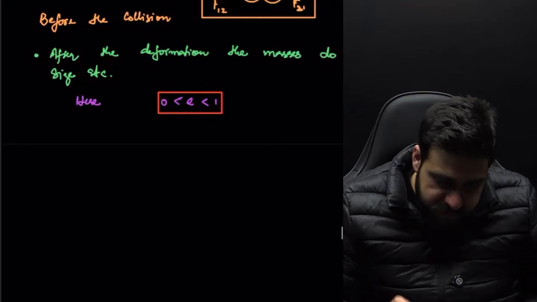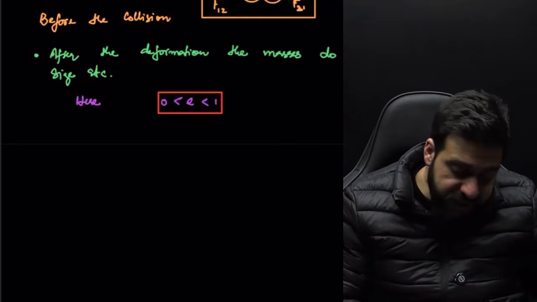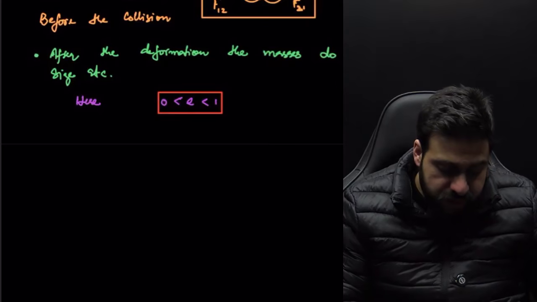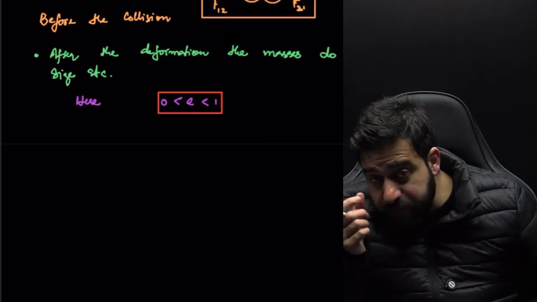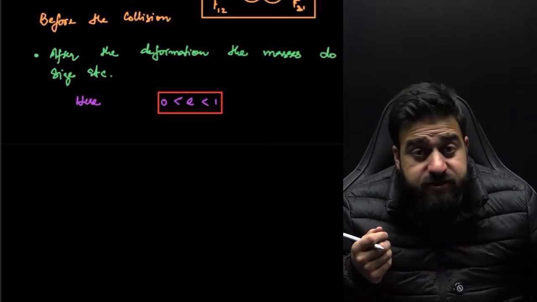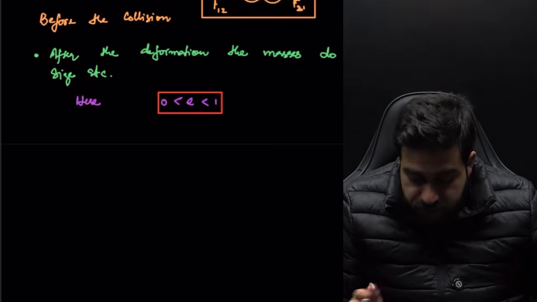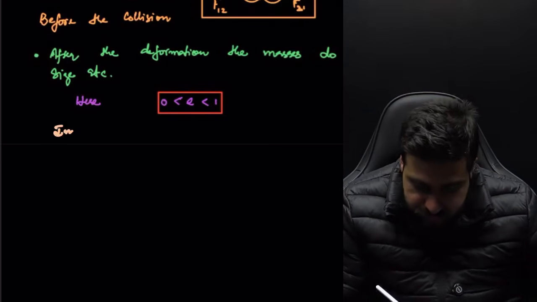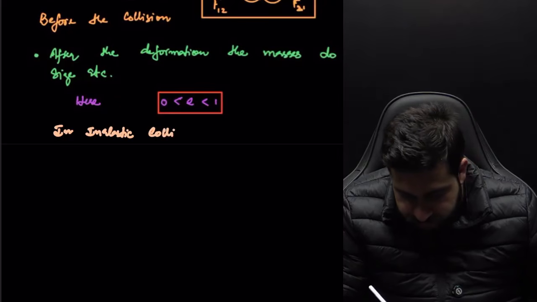Now, my dear NEET aspirants, take a look. E decides basically the elasticity. If E is less than 1, the body does not regain its shape and size. If E is equal to 1, the body regains its shape and size. So I'll just write over here inelastic collision.